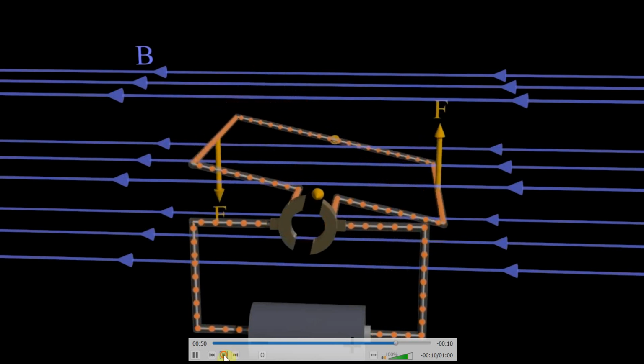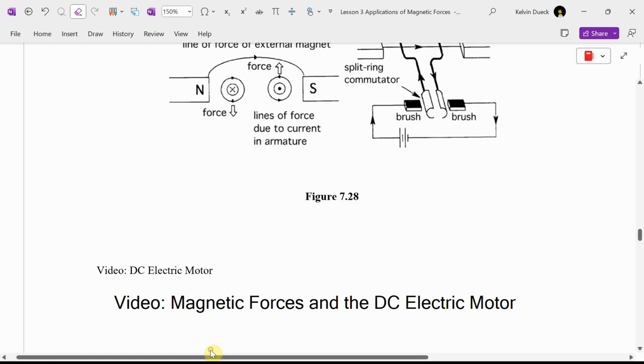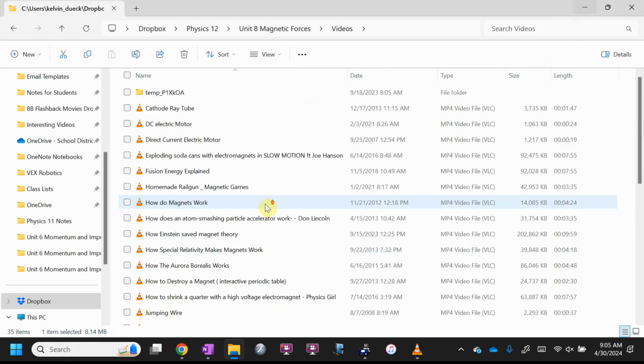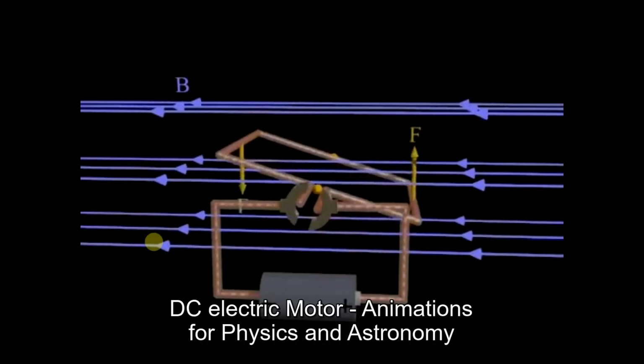Got another one, I think, Mr. Dueck. What was it called? DC electric motor, letter D, Mr. Dueck. DC electric motor.